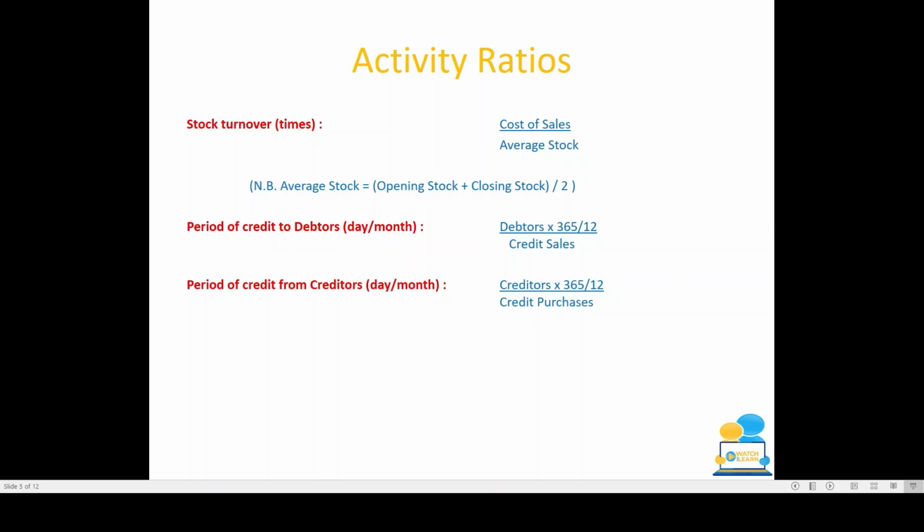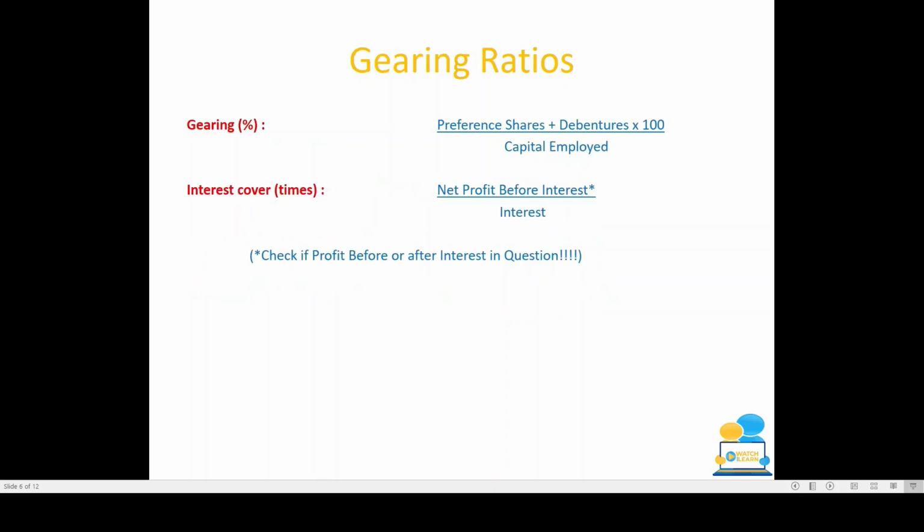Again, the period of credit received from creditors is a similar ratio, only though creditors will always go with purchases. So it's creditors over credit purchases. And again, if you want your answer in days, you multiply by 365, or months, you multiply by 12.